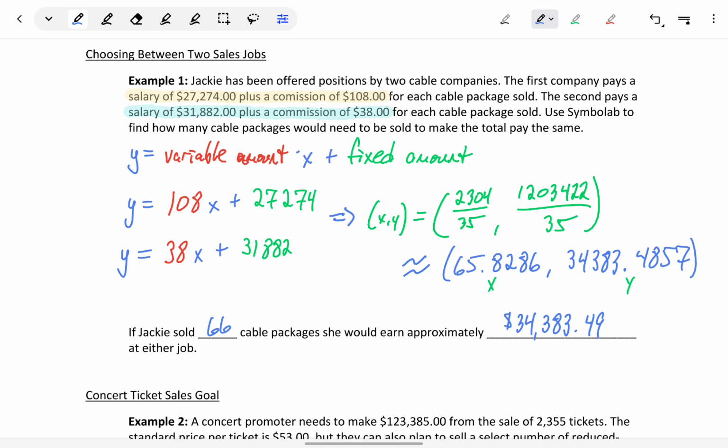And then the question would be, in a real world context, how many cable packages you think you can sell a month? If you can sell more than 66 packages, then that first position with the lower pay but the higher commission rate is the better deal for you. If you're going to be selling under 66 cable packages a month, you would want the position that offers the higher pay but the lower commission rate. But what we found is the tipping point, that point where the income would be equal at either position based off the number of packages sold.